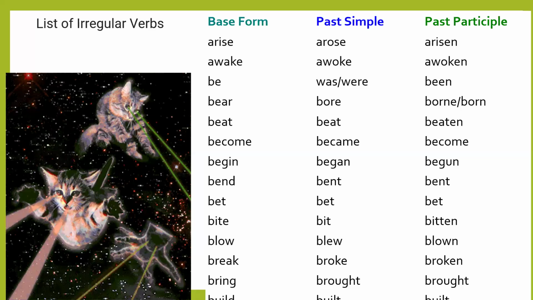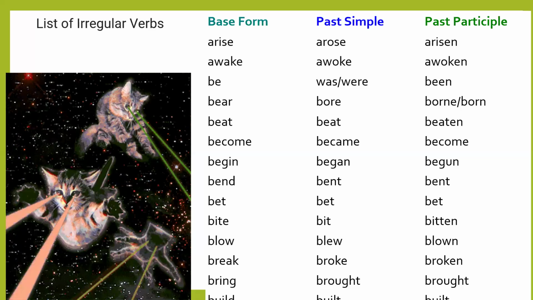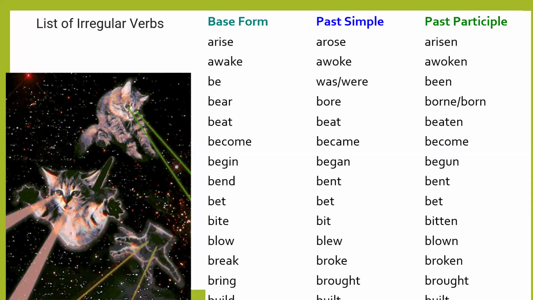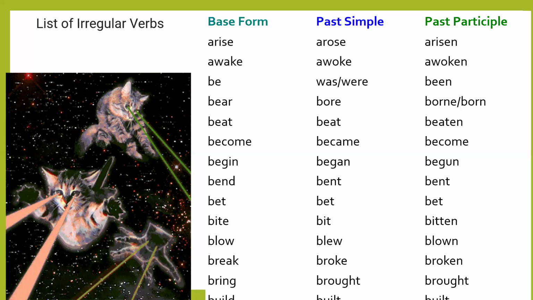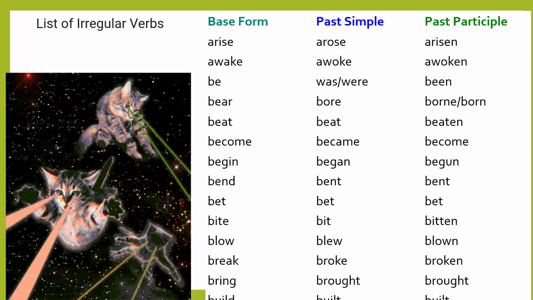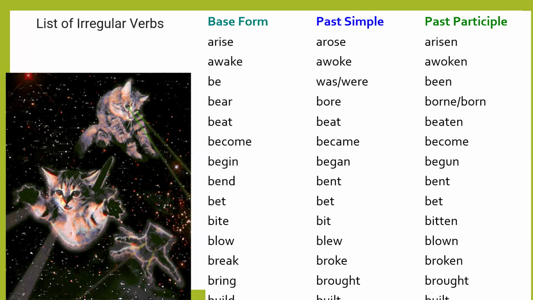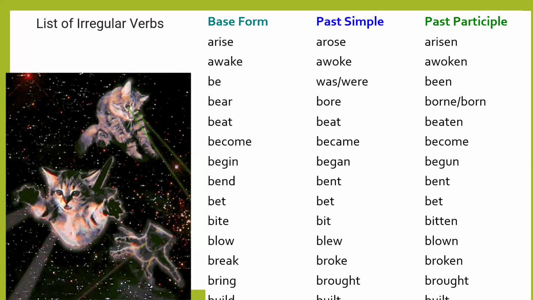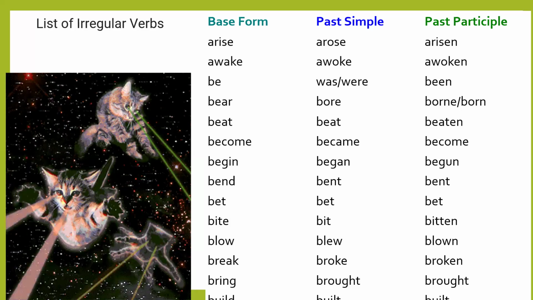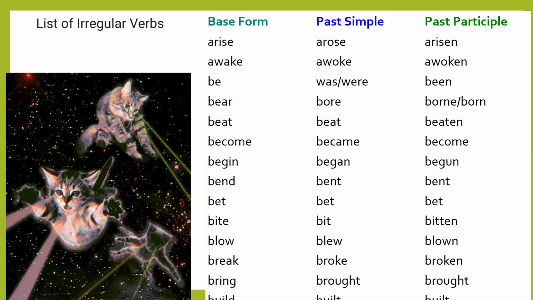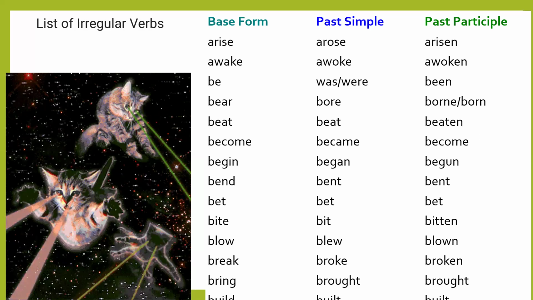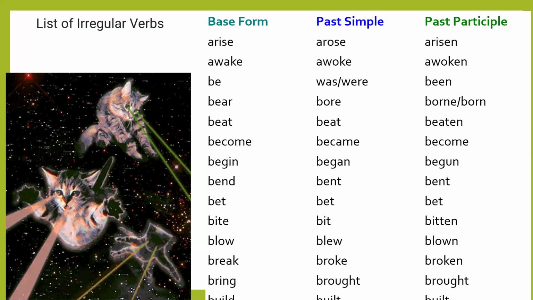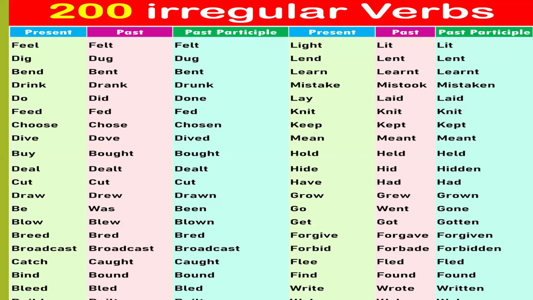So this is a list of irregular verbs: base form, past simple, past participle, V1, V2, V3. Arise, arose, arisen. Awake, awoke, awoken. Be, was, were, been. Bear, bore, born. Beat, beat, beaten. Become, became, become. Begin, began, begun. Bend, bent, bent. Bet, bet, bet. Bite, bit, bitten. Blow, blew, blown. Break, broke, broken. Bring, brought. So these are a few of the irregular verbs. There are many irregular verbs; just try to memorize them.